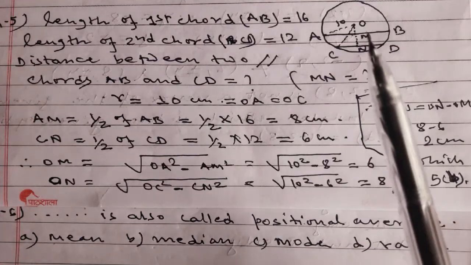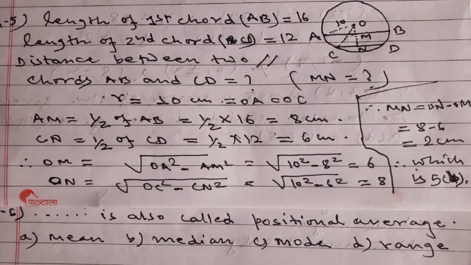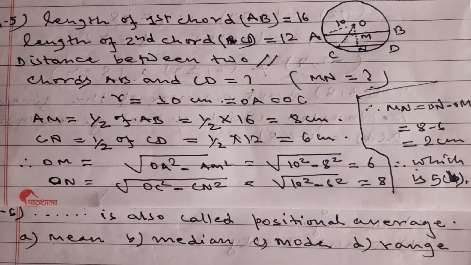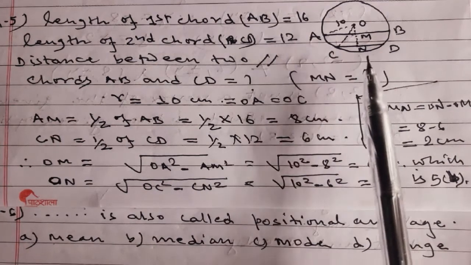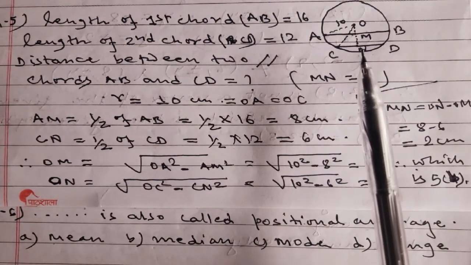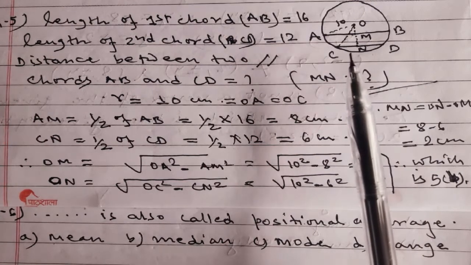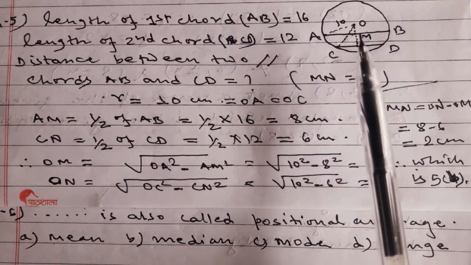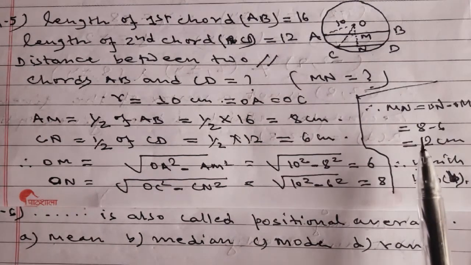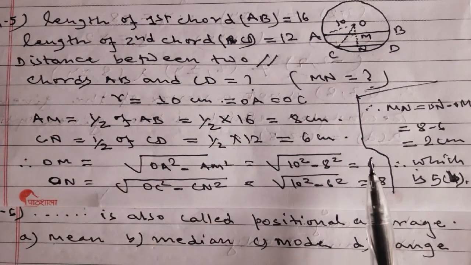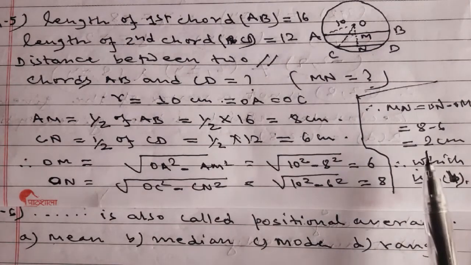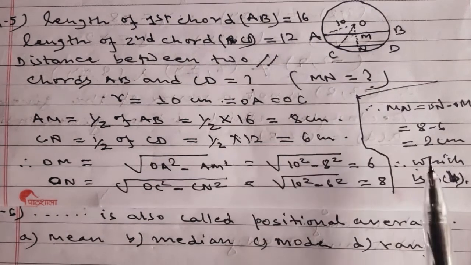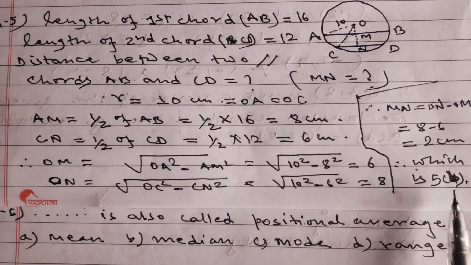Now we can easily determine the distance between the two chords. The distance between two parallel chords is the difference between the perpendicular distance of the first chord from the center and the perpendicular distance of the second chord from the center. That means MN is equal to ON minus OM. ON is 8 centimeter and OM is 6 centimeter. So 8 minus 6 is equal to 2 centimeter. That means the distance between the given two parallel chords is equal to 2 centimeter, which is the given option B.